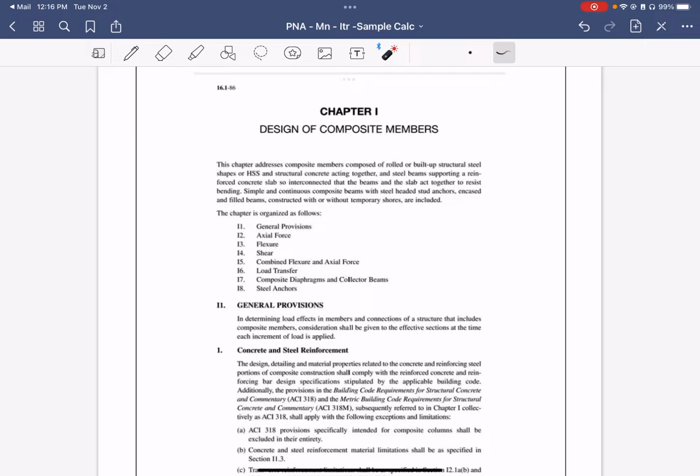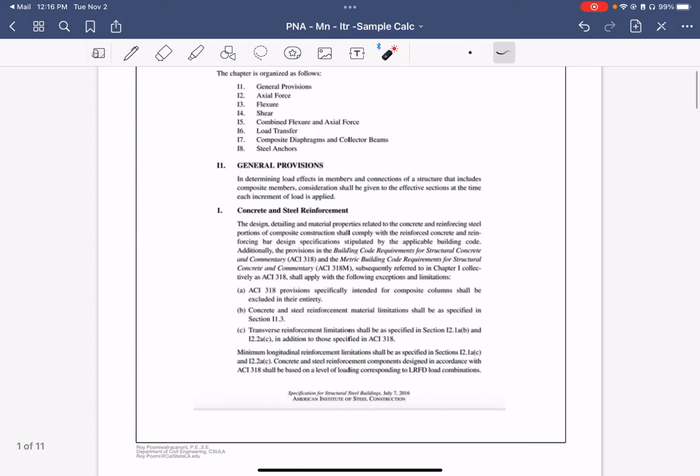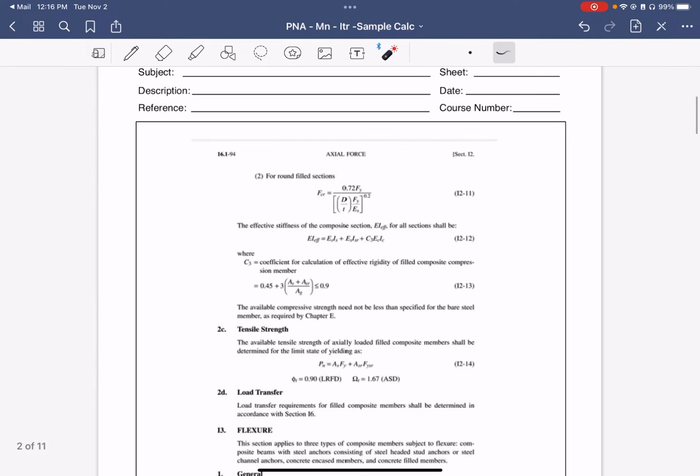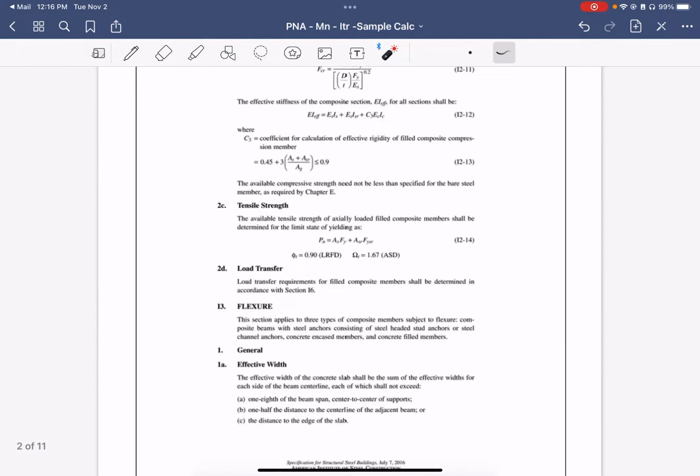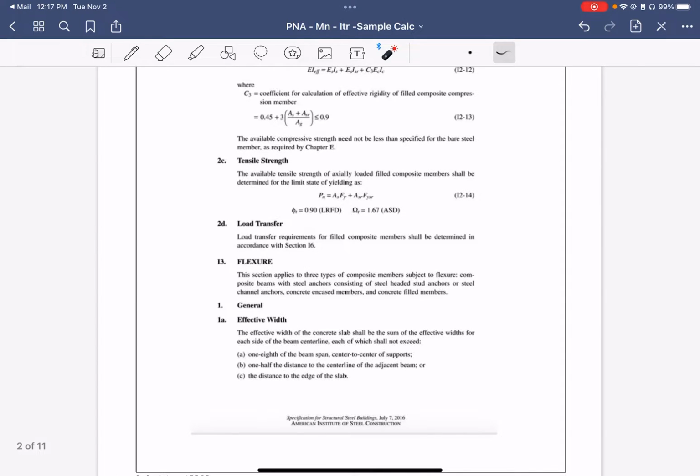Within the composite member chapter, there's a lot of information on different types of composite items, but the ones we are focused on are composite beams with a metal deck with shear studs, shear-headed studs, as we discussed before. As we go through it, the first thing you want to do is focus on Section I3, Flexure, because the beam is in flexure. And before we even get started, we want to talk about effective width.